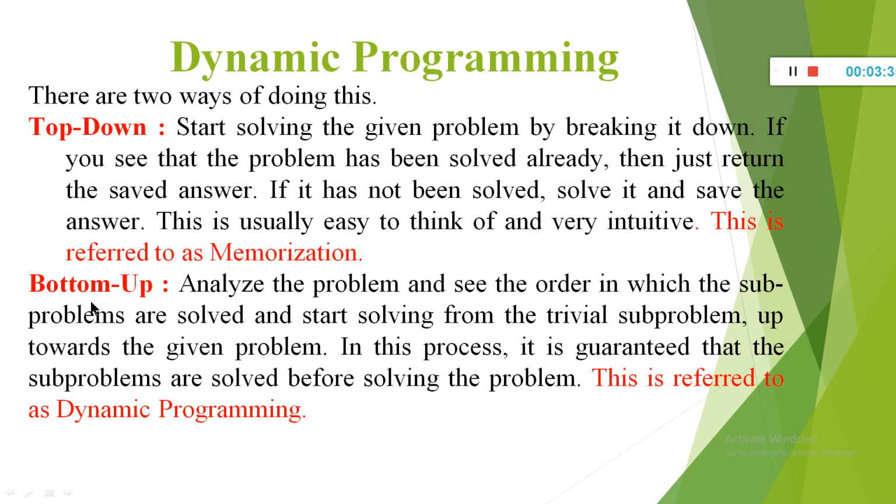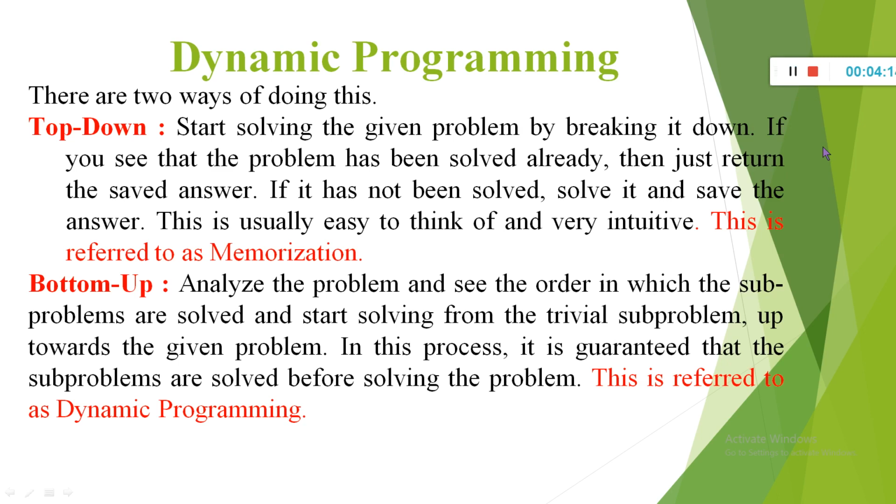There is another technique we use to solve this problem, which is called bottom up. Here we analyze the problem and see the order in which the subproblems are solved, and start solving from the trivial subproblem up towards the given problem. In this process, it is guaranteed that the subproblems are solved before solving the actual main problem. This is referred to as the dynamic programming technique, the bottom up approach, that we are going to use for solving the traveling salesman problem.